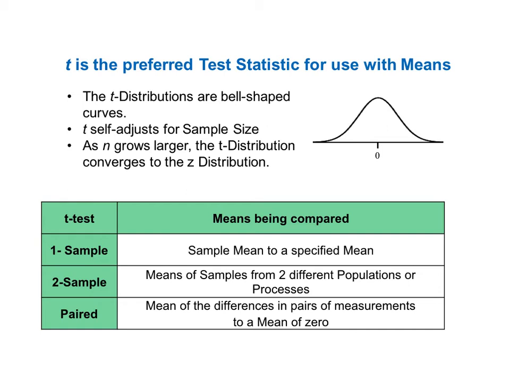For example, let's say we are evaluating the effect of a training program on the performance of 20 employees. We would measure each employee's performance before and after they took the training. So for each employee, we would have a pair of before and after measurements.